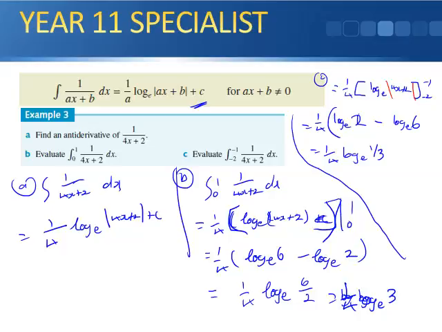And if I want to make this a positive instead of a third, I can bring the 3 up and it becomes 3 to the -1, and then I take out the negative, so I become negative a quarter log e of 3.